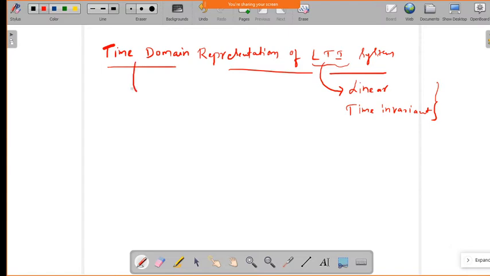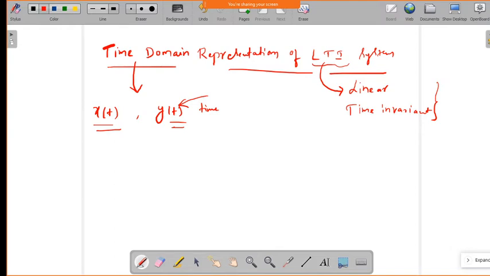Now how do we represent these LTI systems in time domain? Why is it called time domain? Because the input x of t or x of n and the output y of t or y of n are both represented in terms of the time variable t. That's why we call this representation the time domain representation.